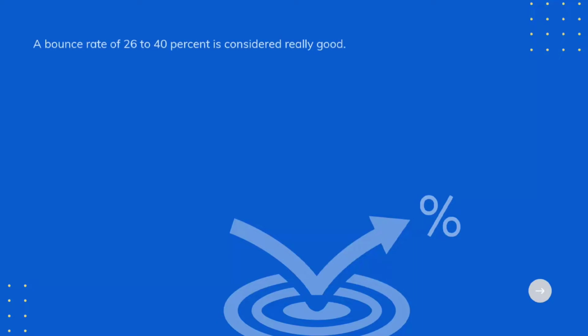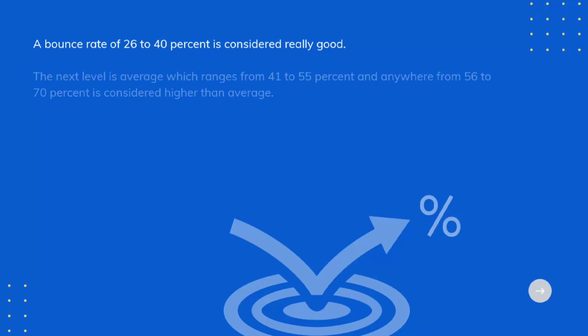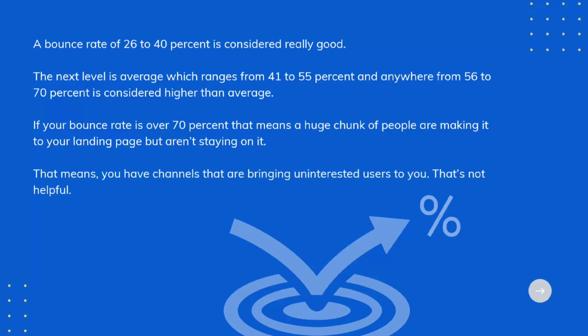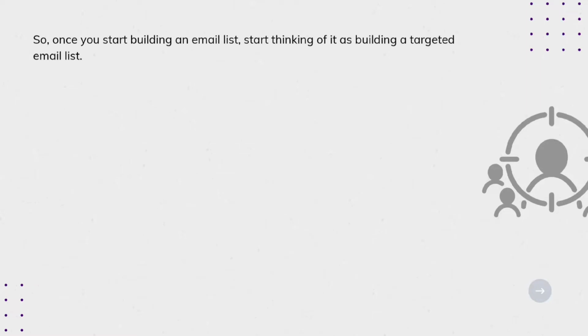A bounce rate of 26 to 40% is considered really good. The next level is average, which ranges from 41 to 55%, and anywhere from 56 to 70% is considered higher than average. If your bounce rate is over 70%, that means a huge chunk of people are making it to your landing page but aren't staying on it. That means you have channels that are bringing uninterested users to you. That's not helpful. So, once you start building an email list, start thinking of it as building a targeted email list.